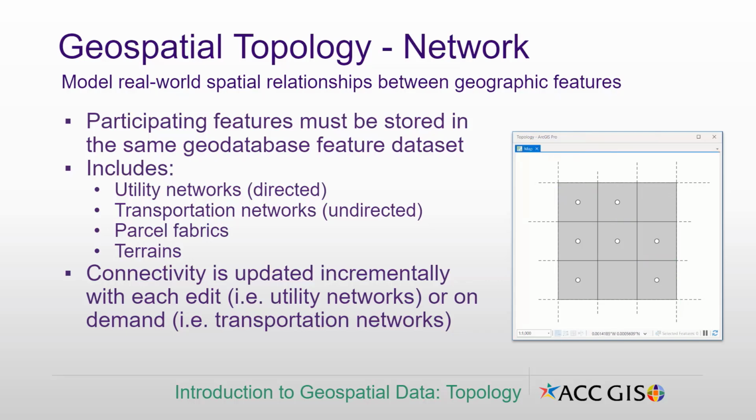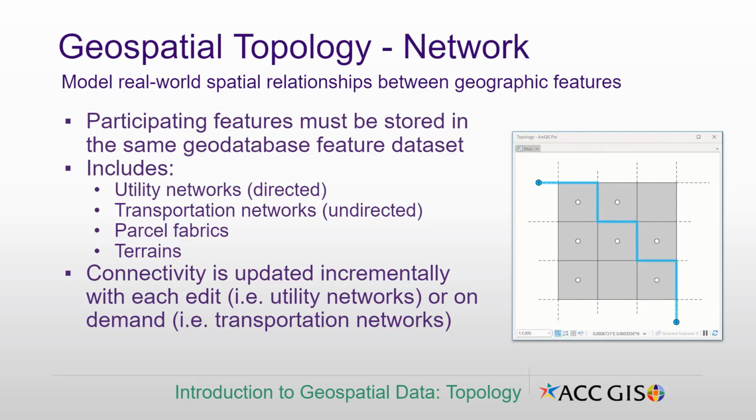Transportation networks, which are also referred to as undirected networks, are networks in which the network does not direct the movement of the agent. The agent chooses its own path through the network. And also more specific networks like parcel fabrics and terrains. Parcel fabrics are used by appraisal districts to manage ground control, lots, and parcels, all within the same topology.